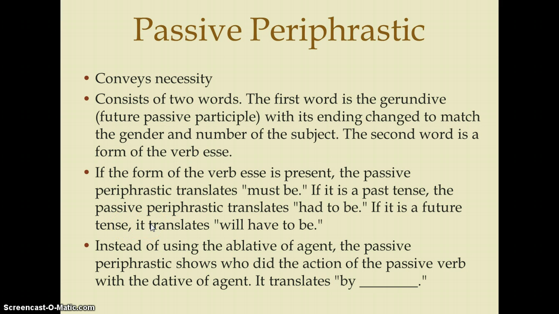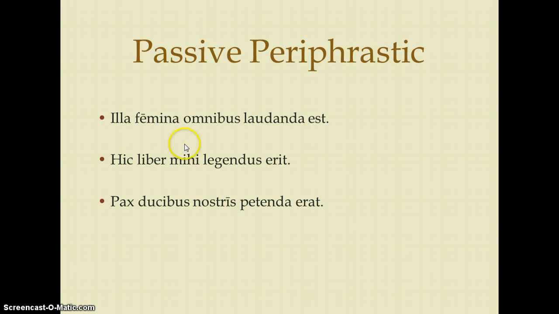Now, when we translate a passive indicative, we expect to find an ablative of agent, right, telling us who did the passive action. Passive periphrastic does not use ablative of agent. Instead, it uses its own little niche, and that is the dative of agent. So you will see a dative of agent with the passive periphrastic, and the most important thing to remember about the dative of agent is that it translates by. So let's look at an example.